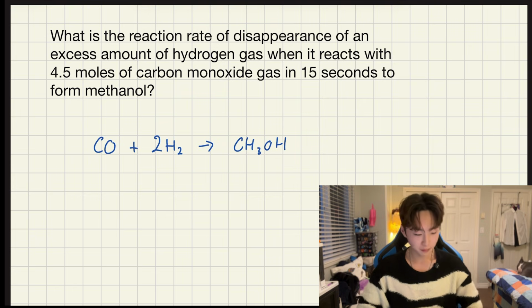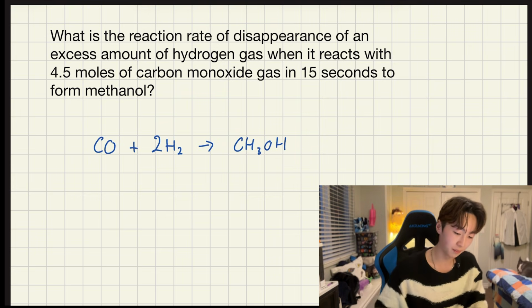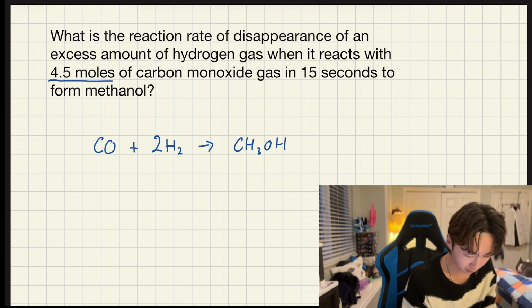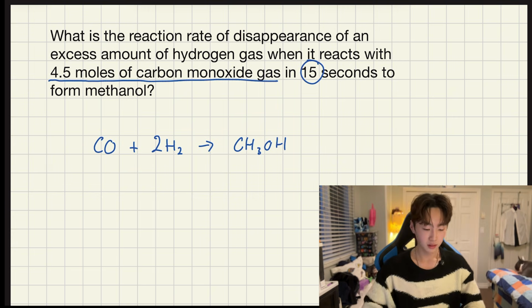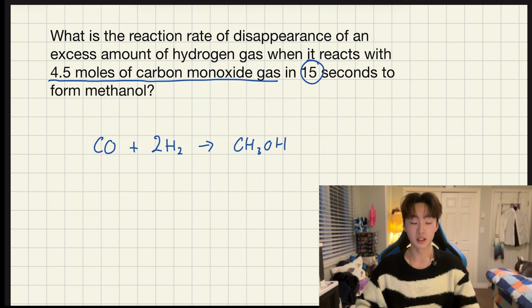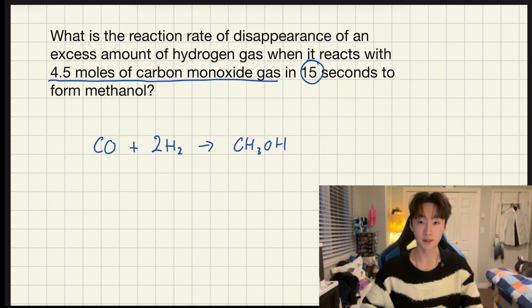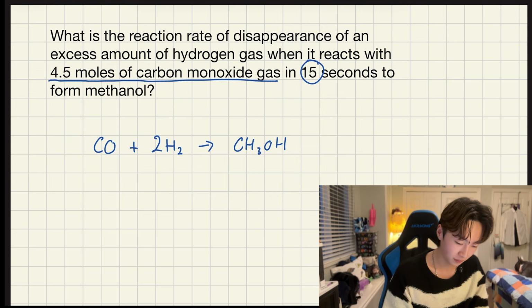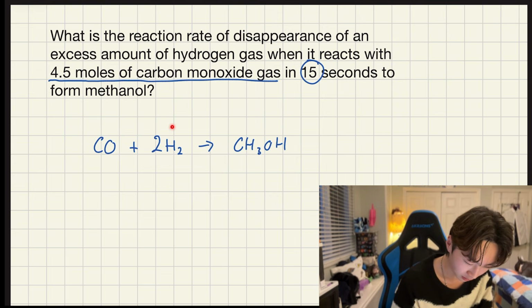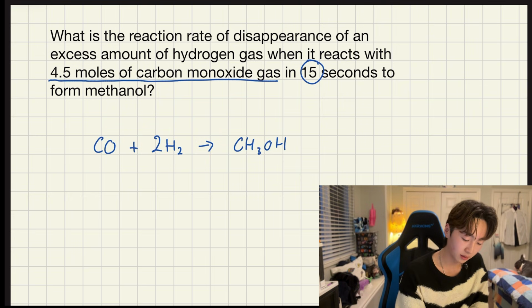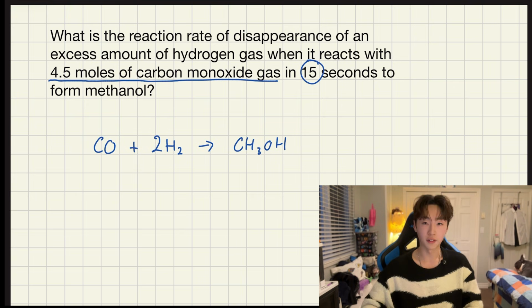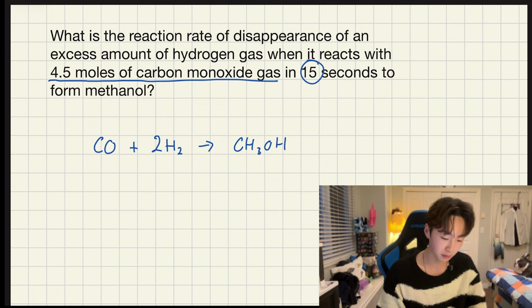Okay, so what this problem tells us is that 4.5 moles of carbon monoxide gas is used up in 15 seconds. So that's going to be the rate of disappearance of carbon monoxide gas. But if you look at this reaction, you'll see that the hydrogen will actually be used up faster than the carbon monoxide because there's a 2. For every 2 moles of hydrogen gas being consumed, only 1 mole of carbon monoxide will be used.